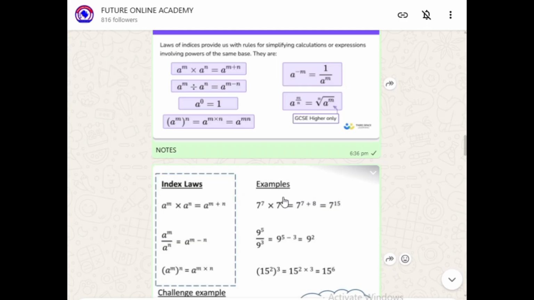So basically, according to standard form, we are highly encouraged to know these two laws. And the last one will be a to the power 0, any number to the power 0 is equal to 1. Then a to the power m, all to the power n, is a to the power m times n. Simple as that, you'll be good to go.